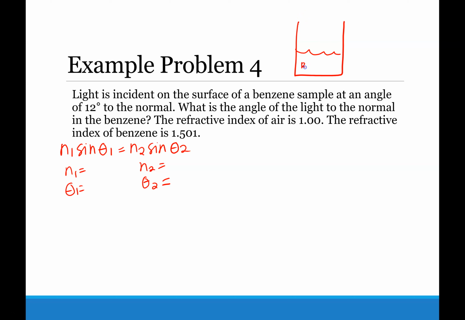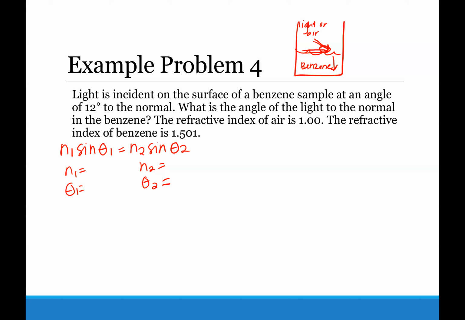So this is going to be the benzene. And this is going to be the light or air. Some light is hitting the benzene and then it's going down into the benzene. So it strikes the surface of the benzene, which is here, creates an angle. And that angle belongs to the air because it's not inside the benzene.